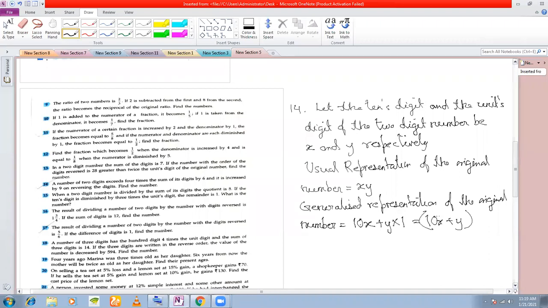Now, if you read the first sentence, it says a number of 2 digits exceeds, that is this number of 2 digits here, 10x plus y, is more than 4 times the sum of its digits by 6. That means this number is more than 4 times the sum of the digits by how much? 6. Now you understood this part.